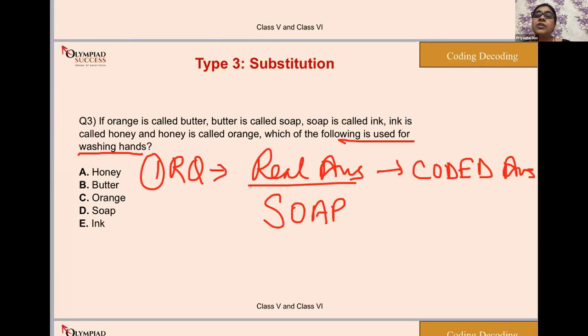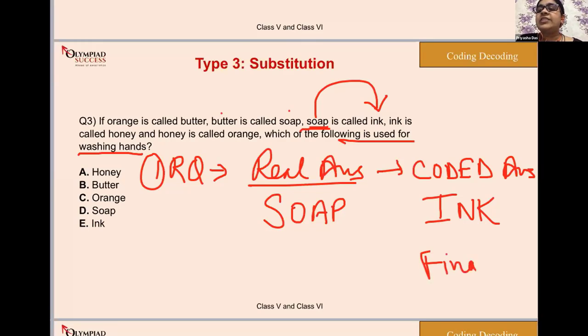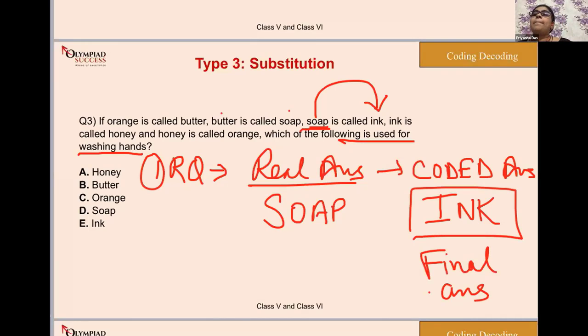So how will I find out the coded answer? Butter is called soap, but soap is called ink. So as I told, we have to go one step forward. The real answer is soap, but it is coded as ink. Therefore, my final answer will be ink. That is the coded answer. So this is the way we do these questions.